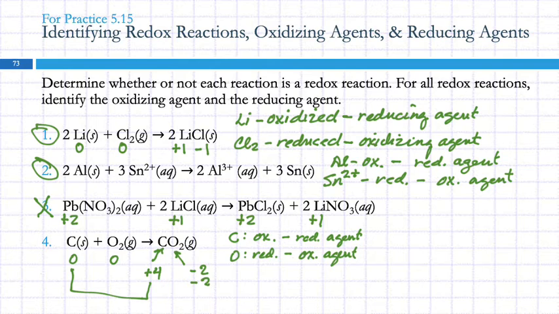Can you explain number 3 one more time? So for number 3, we're told to determine if these are redox reactions. In order for it to be a redox reaction, the oxidation states have to change. There has to be a transfer of electrons, or the ion charges have to change.